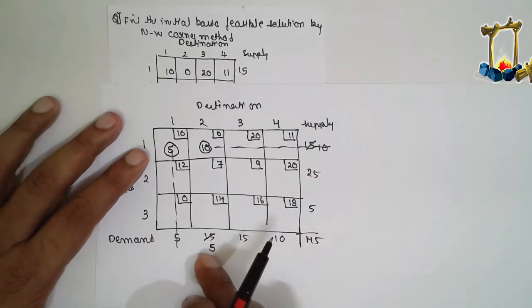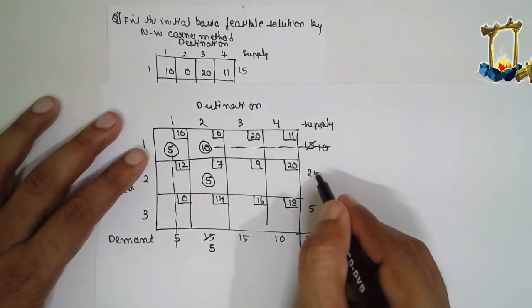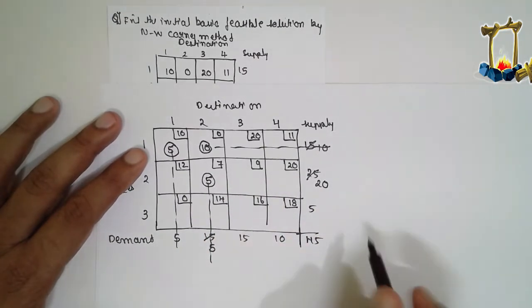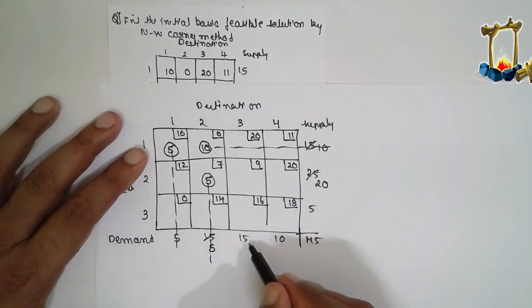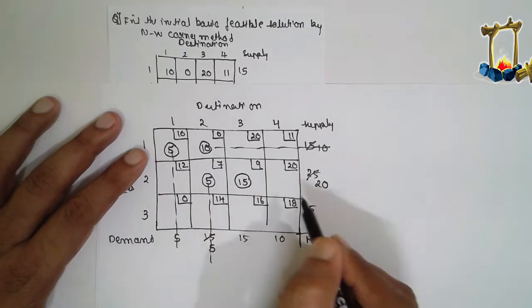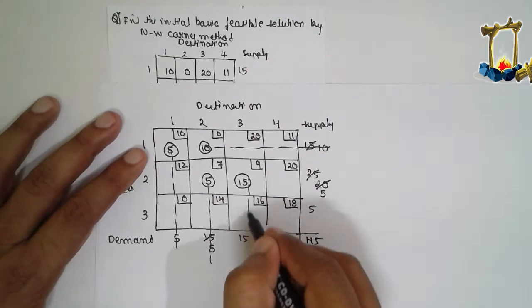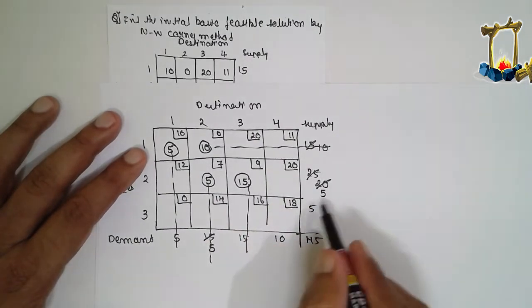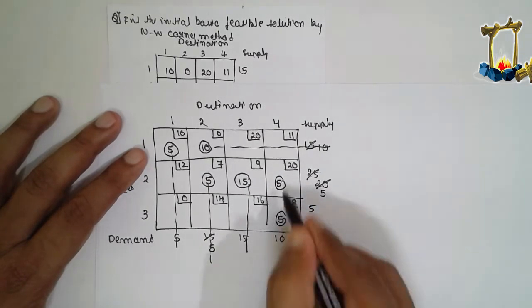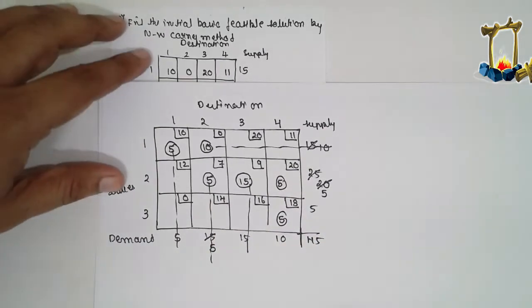Next, this is the 5. I will write 5 here. I have to deduct 5 from 25. It becomes 20. Now, you have to scratch this part. Now here, 15 is there, and 20. The smaller is 15. Write 15 here. From the 20 you have to deduct 15, it becomes 5. You have to scratch this part because 15 will be 0. Next, 5 and 5 becomes 10. This completes your northwest corner method.